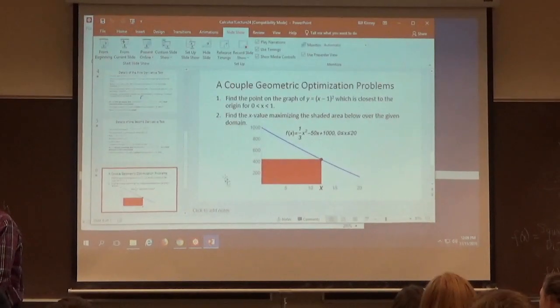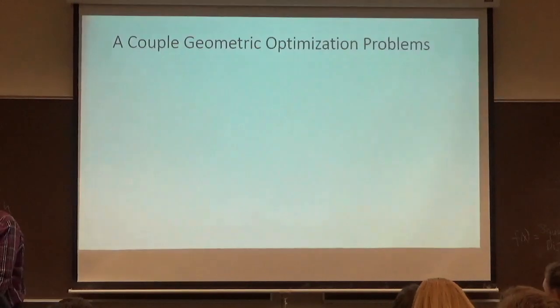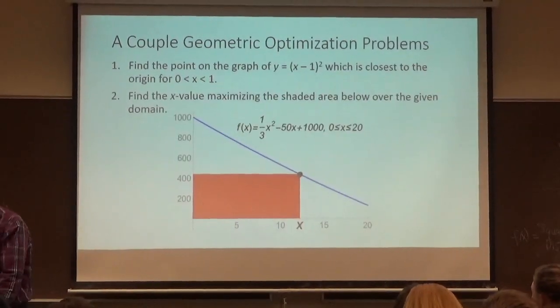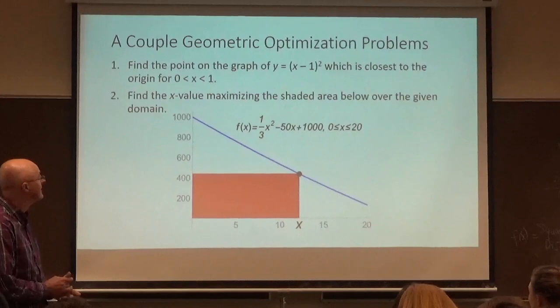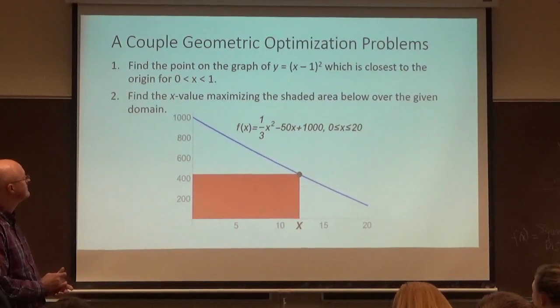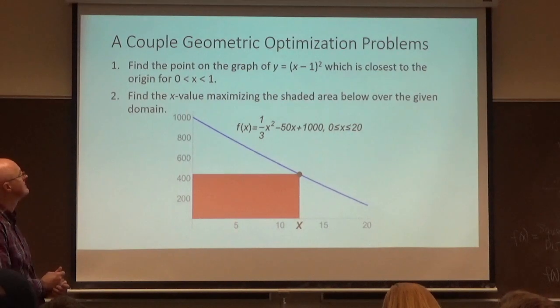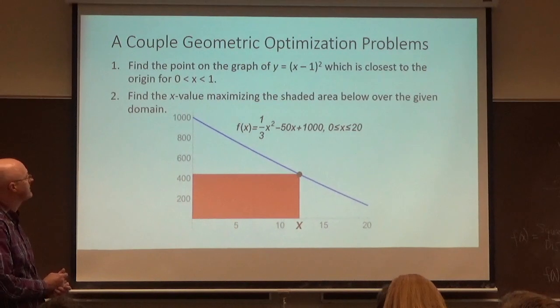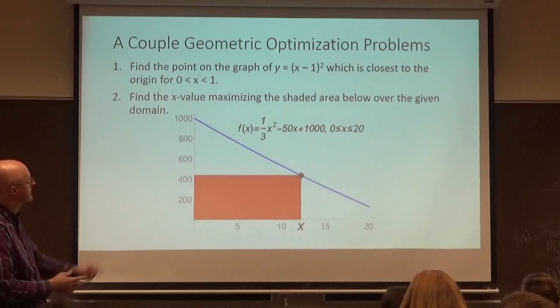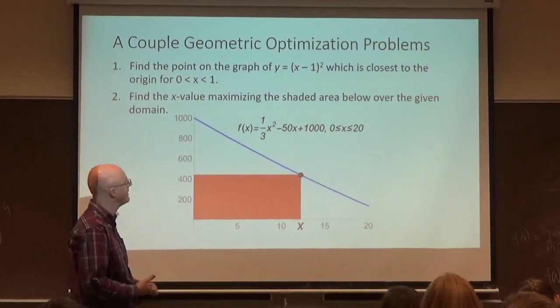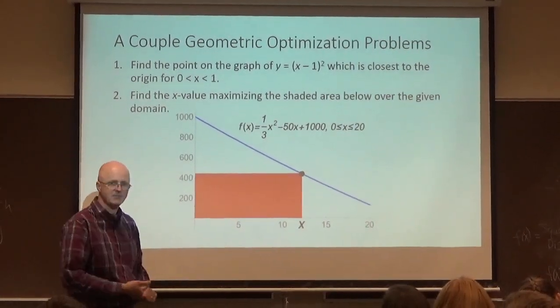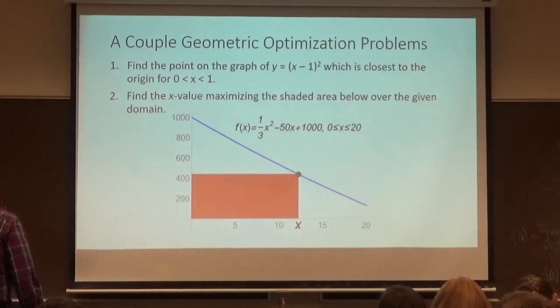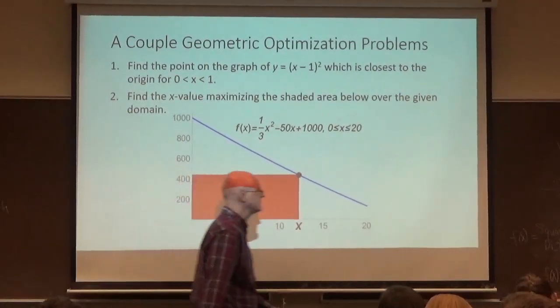Here's a second geometric problem that I took out of the book. Find the x value maximizing the shaded area below over the given domain. X goes between 0 and 20, where this blue graph is a quadratic, 1/3 x squared minus 50x plus 1,000. Strange kind of problem.